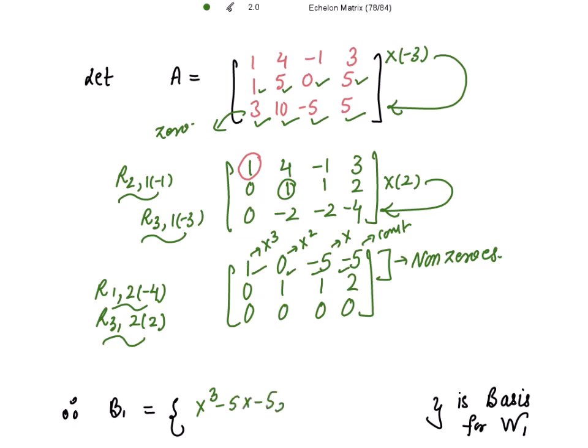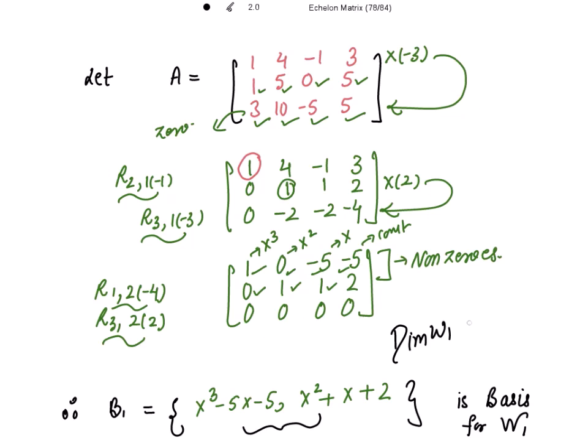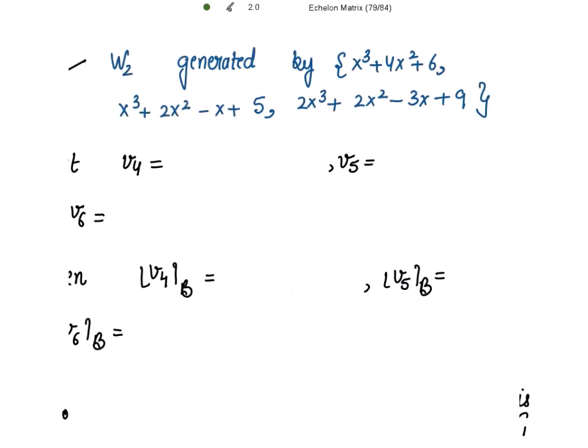And for the other one, the coefficient of x cube is 0, so we skip x cube. The coefficient of x square is 1, so this is x square. The coefficient of x is 1, so this is plus x plus 2. These two form the basis for W1. How many elements are present in the basis? It is 2, so the dimension of W1 becomes 2. W2 is generated by these three polynomials.